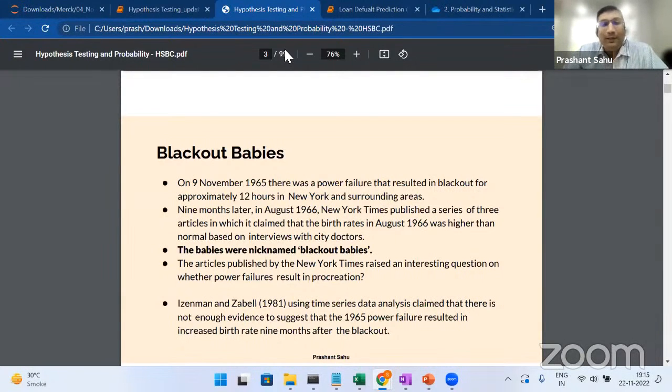So what happened on 9th of November 1965 is that there was a power failure in the city of New York, and that resulted in a blackout for almost 12 hours, and in the surrounding areas.